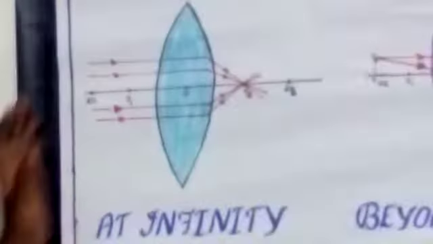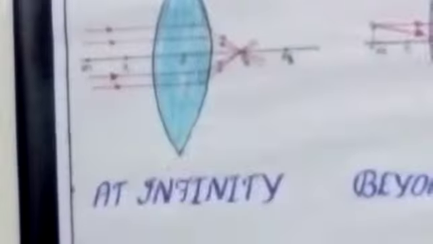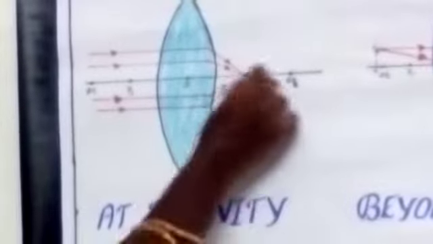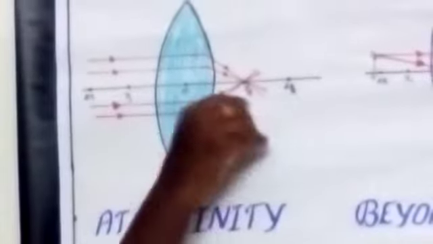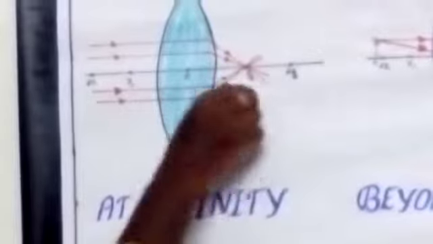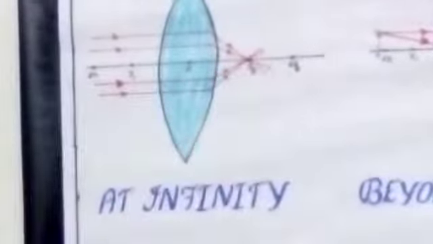So a parallel beam of light rays is coming from the object, from the infinite distance, and passing through the lens. According to the rule we learned, parallel rays will meet at the principal focus. For the refracting surface, we mention this point as F2, and the other principal focus is F1. All the light rays will meet at this point F2, which is called the principal focus.